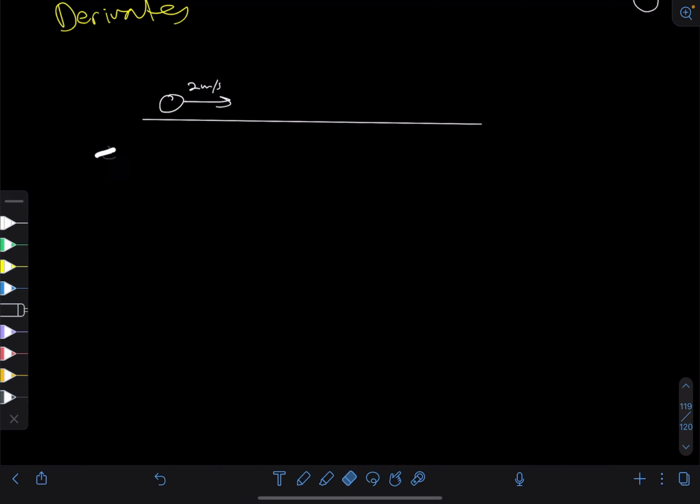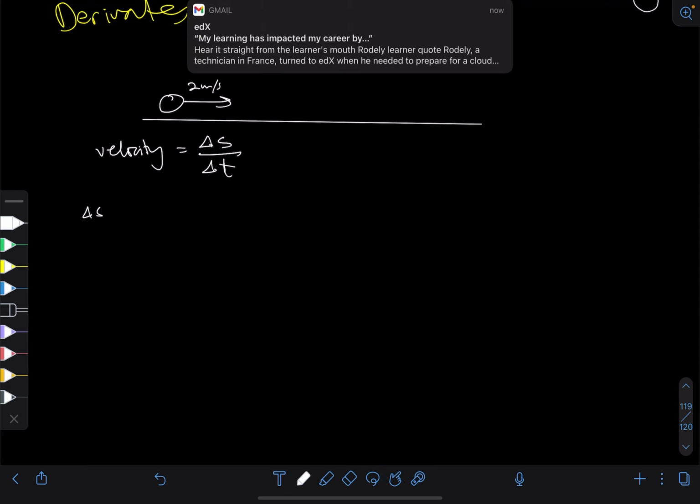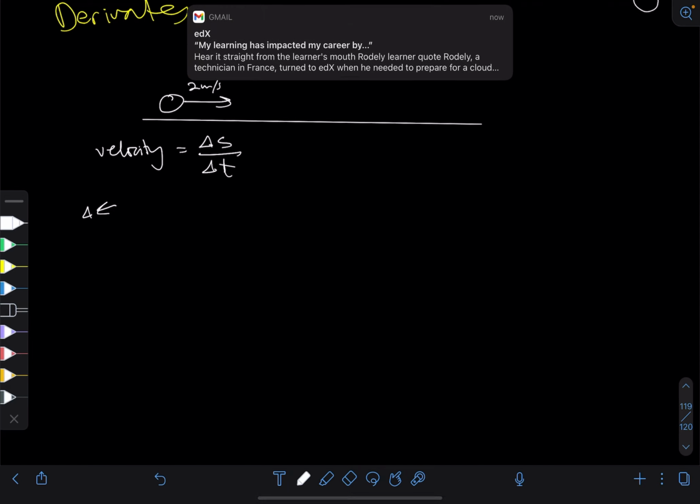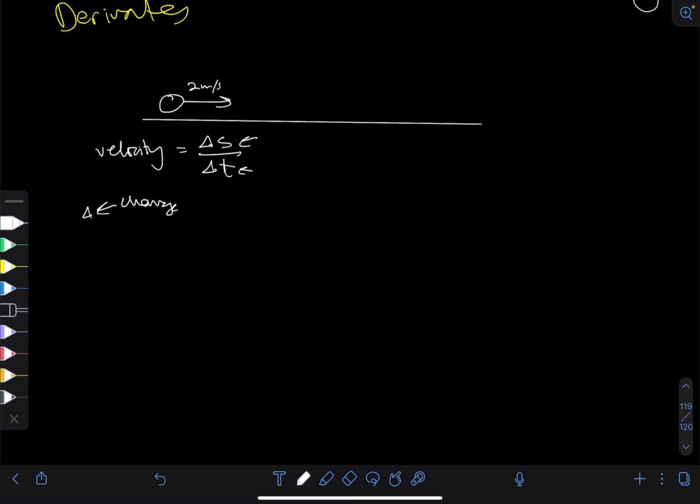So for those who don't know, velocity is the rate of change of displacement. So delta S over delta T. Delta, basically, is a Greek symbol which means change, right? And S is often used for displacement, T is often used for time. So the rate at which displacement changes, i.e., how much change of displacement was there for a certain change in time, is how we define velocity.